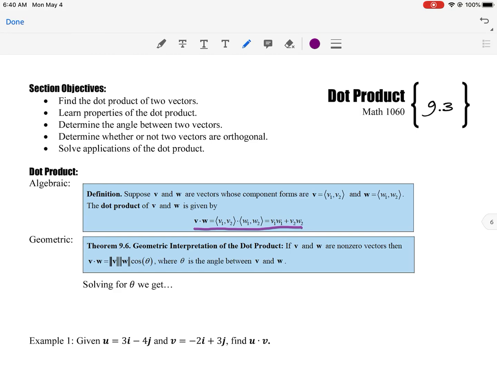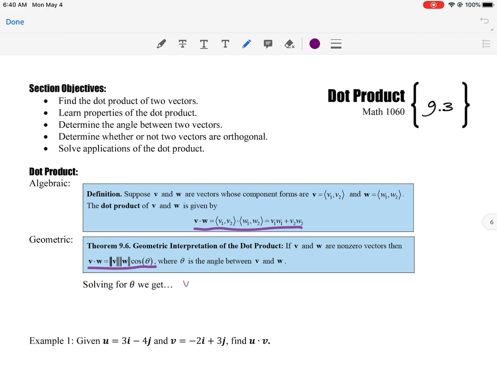The other representation is geometric, in which case the dot product is the magnitude of each vector multiplied together times the cosine of the angle between them. So in general with that one, we're going to think more about the angle. How is the angle represented?